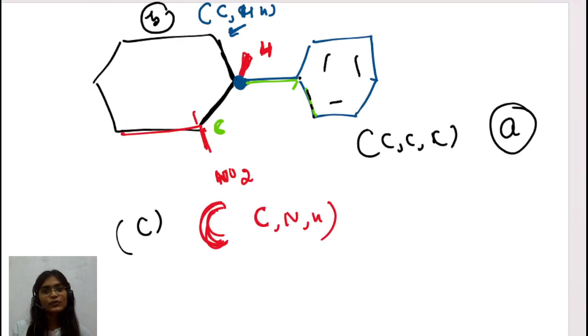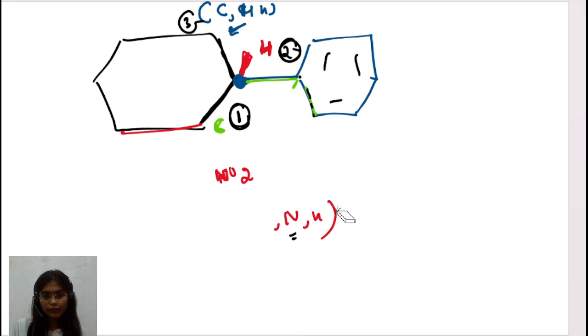So priority wise, what is the case here? Here we have carbon, carbon, and carbon, and here we have carbon, nitrogen, and carbon. It means nitrogen is there, the maximum priority group. So the first priority is given to this one, the second priority is given to this, and the third priority is given to this because they are having carbon, hydrogen, and hydrogen. After we get the priority, let me remove this.